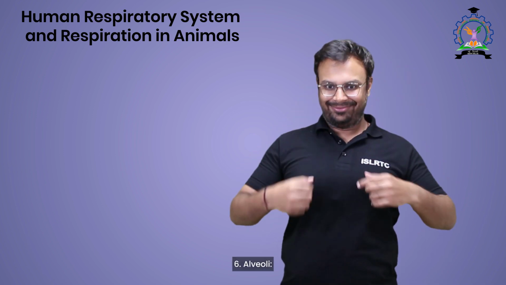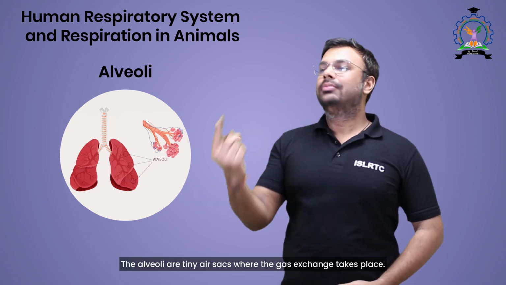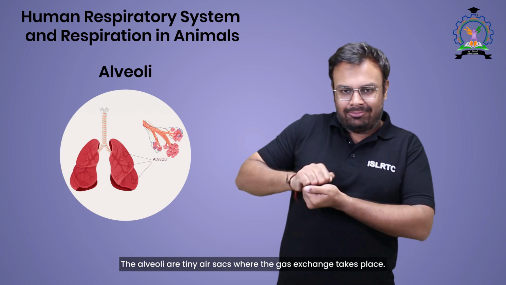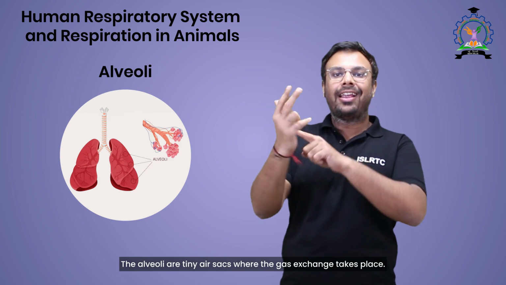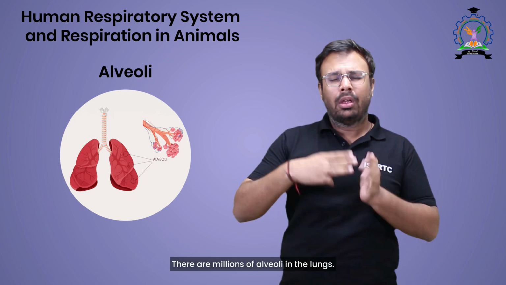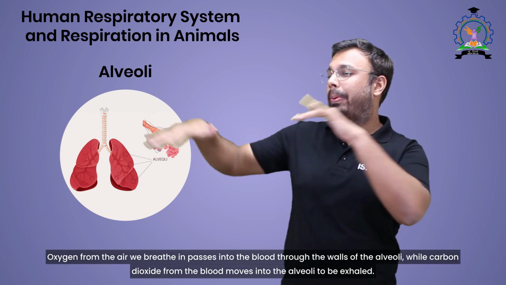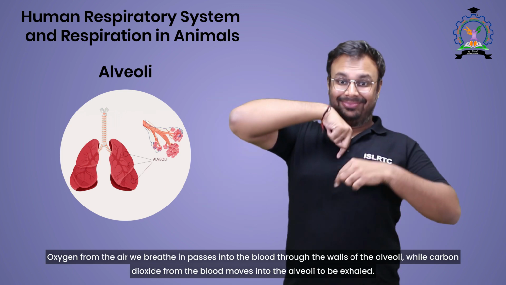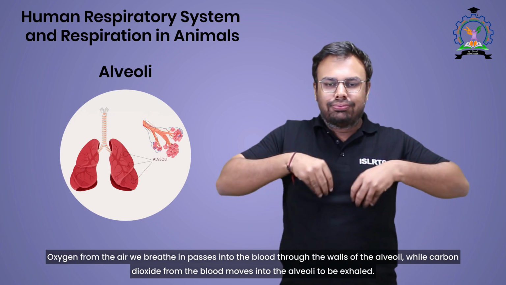6. Alveoli. The alveoli are tiny air sacs where the gas exchange takes place. There are millions of alveoli in the lungs. Oxygen from the air we breathe in passes into the blood through the walls of the alveoli, while carbon dioxide from the blood moves into the alveoli to be exhaled.